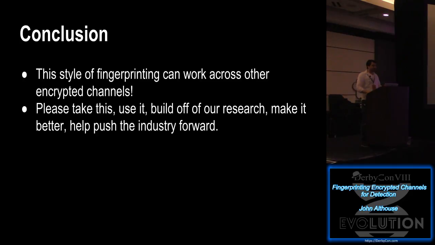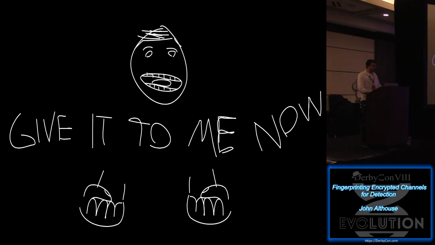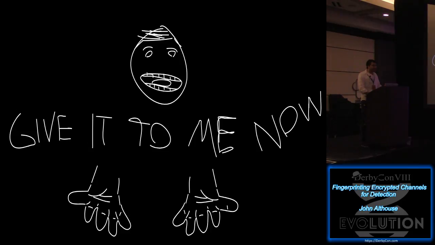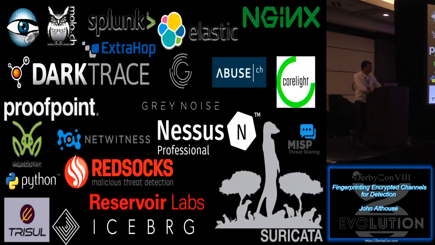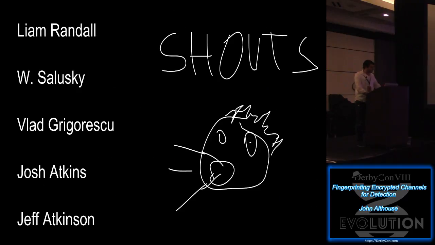And so you might be thinking, this is awesome. I like it. Can I have it? And actually, if you're running some of these, you might already have it. So Moloch already supports JA3. ExtraHop just implemented it. Darktrace is running it. GreyNoise. Suricata, it'll be in the latest version. And a lot of other companies are running it as well. So there's an Nginx module and so on. So there's actually quite a bit of support out there already.